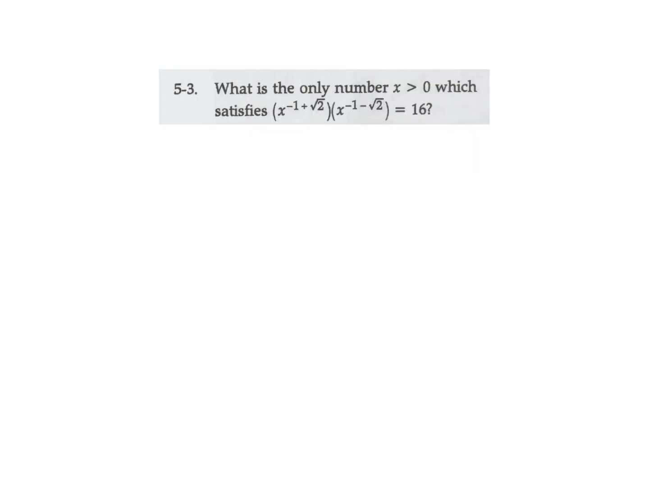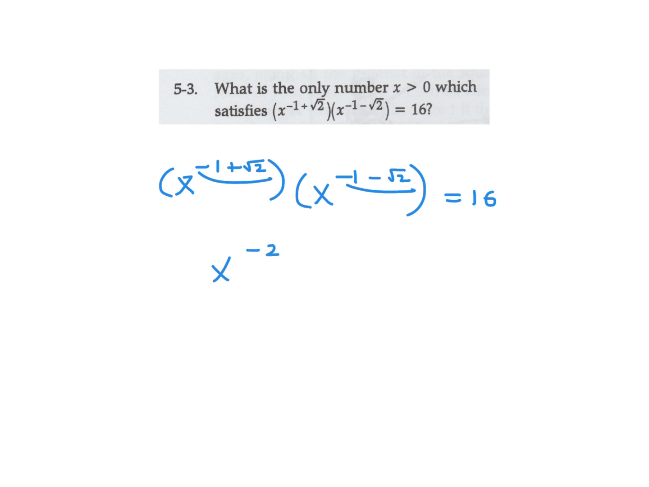What is the only number x greater than 0 which satisfies this equation? So we have x to the exponent negative 1 plus root 2, and then we have x to the exponent negative 1 minus root 2, and that is equal to 16. So using exponent laws, you add them. You add this guy and this guy. And when you add them, you'll just get negative 2.